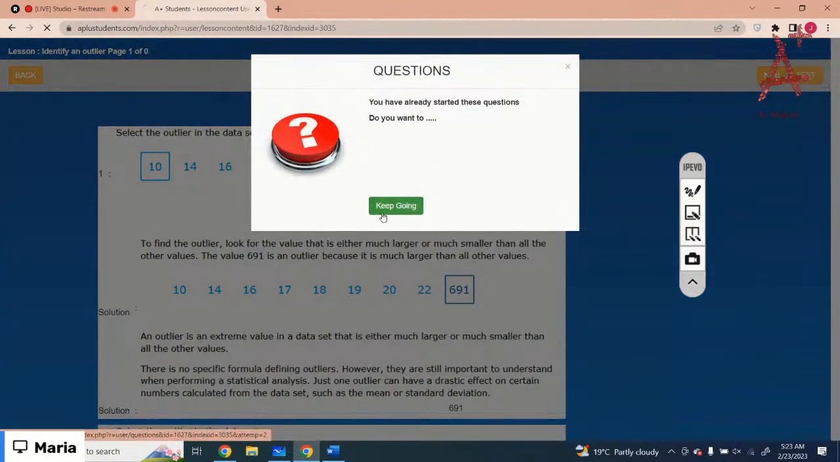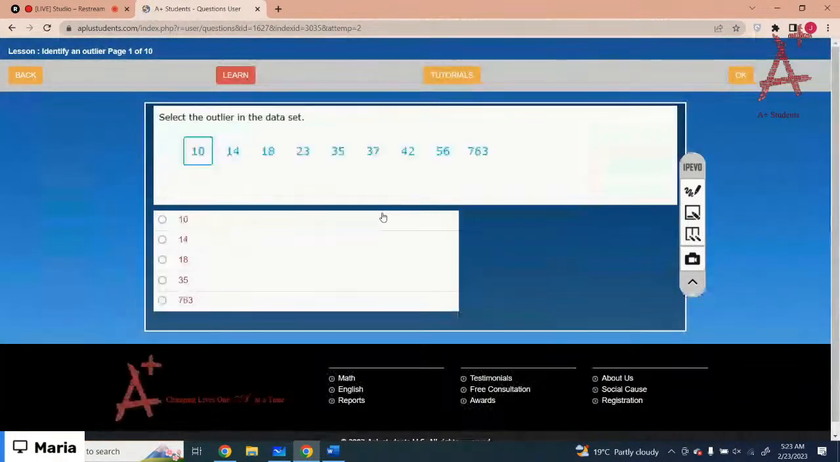Let's just start with the test questions. Okay. Select the outlier in the data set. So which is the outlier? 10, 14, 18, 23, 35, 37, 42, 56, and 763. So which is the outlier? 763 is the outlier. Got it? Because the rest of the numbers are two-digit numbers. So 763 is the outlier. The correct option is 763.